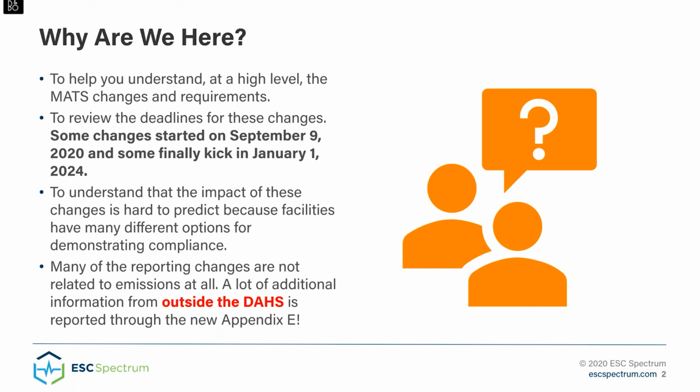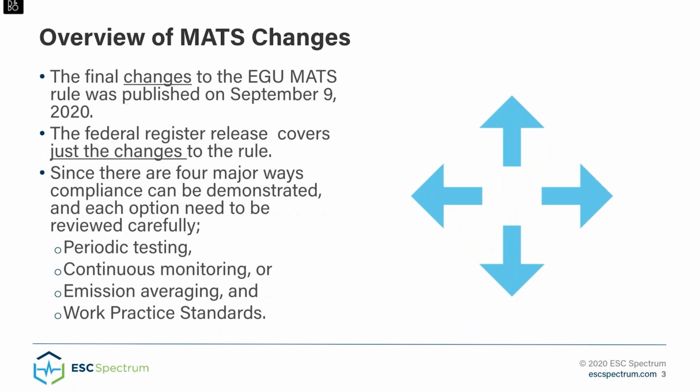So again, why are we here? We're here because of these various changes that occurred in the Federal Register. That was the final rule that was published in the Federal Register back on September 9. Moving forward, like I said, there are four major ways that compliance can be demonstrated, and each option needs to be reviewed carefully, and these changes need to be reviewed against the compliance options that you've selected at your facility.